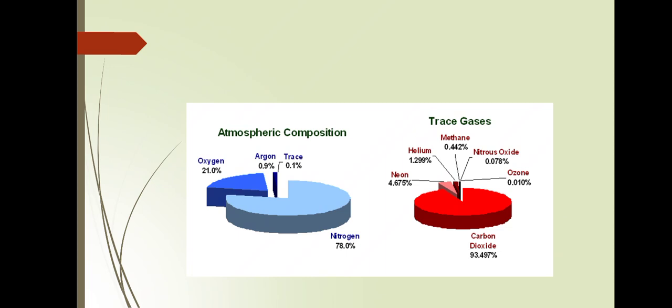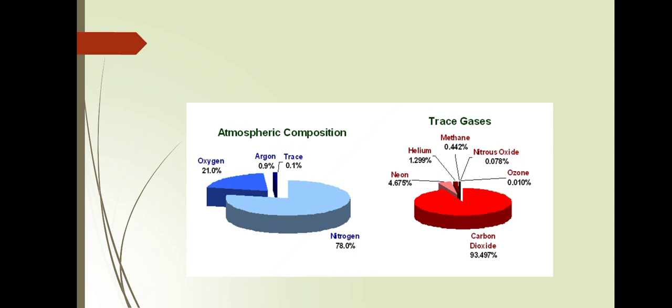As I have told you, nitrogen is the most abundant gas in the atmosphere. As you can see in this diagram, the light blue shaded area is nitrogen. Out of the total 100 percent, nitrogen is found in 78%. Then comes oxygen, found in 21%. Then comes the third most abundant gas, argon, found at 0.9%, and trace gases are found in only 0.1%.